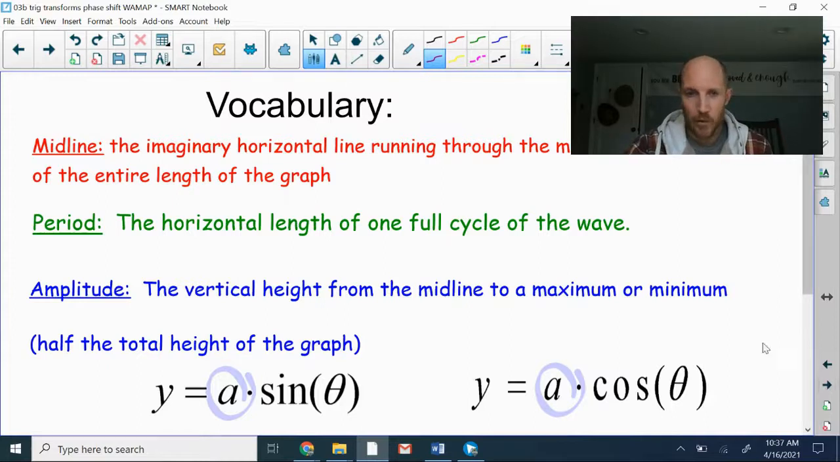So we had some vocabulary before. We've already talked about the midline, which is not actually part of the graph. It is not a thing that we need on the graph, but it's super helpful for drawing, visualizing, and understanding what's going on with the graph.